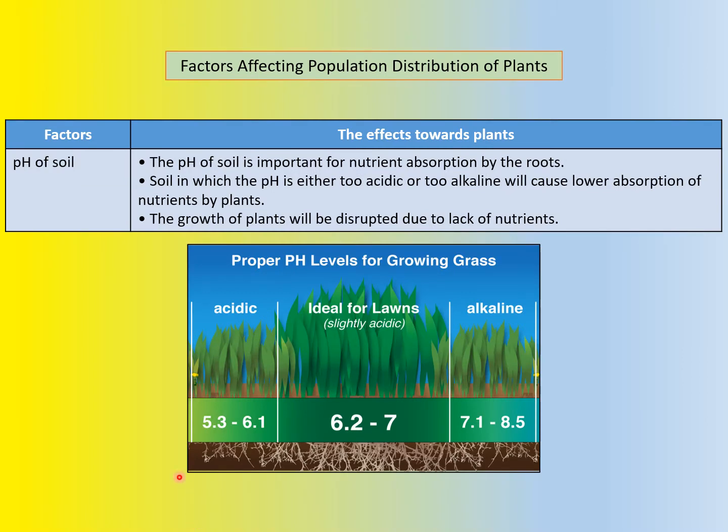pH of soil. The pH of soil is important for nutrient absorption by the roots. Soil in which the pH is either too acidic or too alkaline will cause lower absorption of nutrients by plants. The growth of the plant will be disrupted due to lack of nutrients. Look at this diagram. This diagram shows the proper pH level for growing grass. So this is ideal for lawns, which is slightly acidic. The reading is 6.2 to 7.